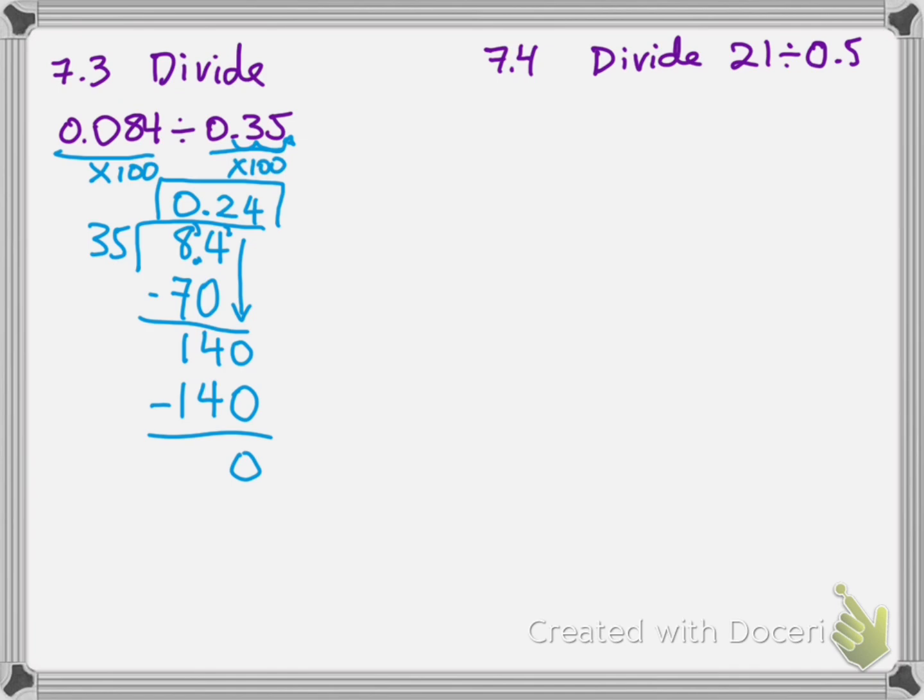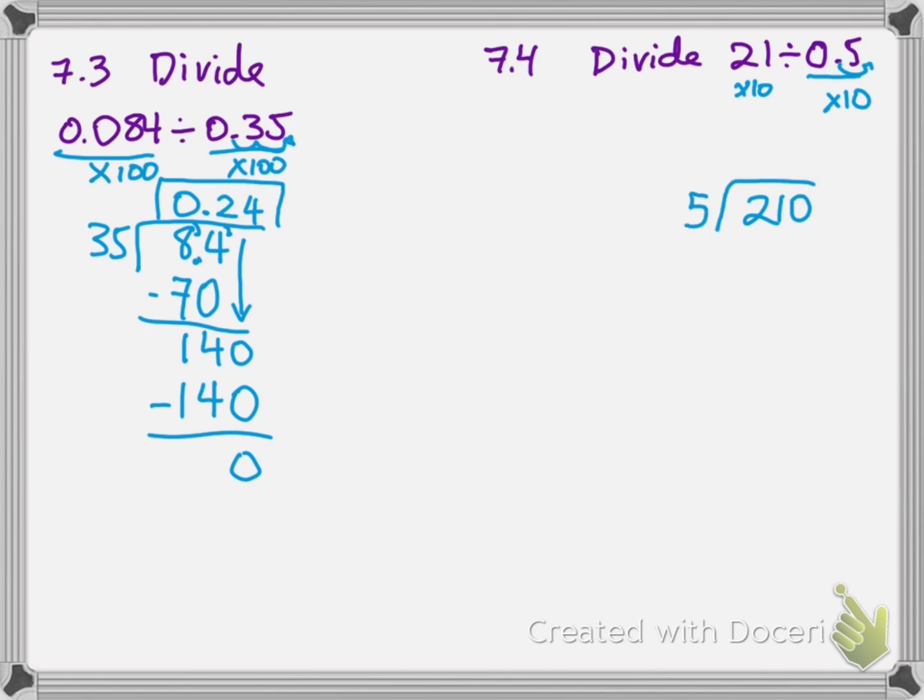And the next one is exactly the same. The divisor has a decimal. We can't do that. So we're going to multiply times 10 so that we move it 1 space. But we also have to multiply the 21 times 10. So we're going to end up with 210 divided by 5.